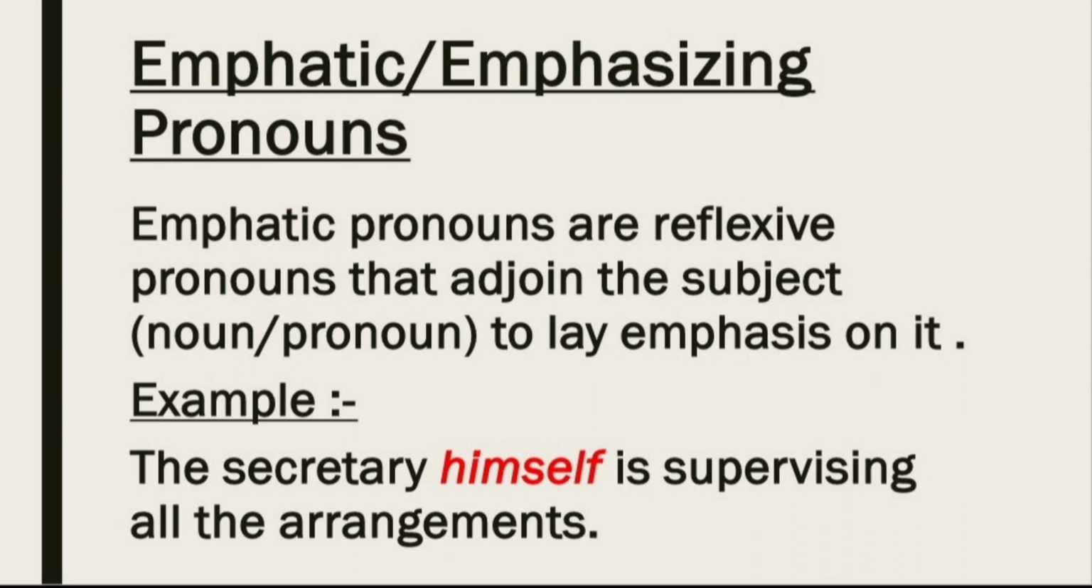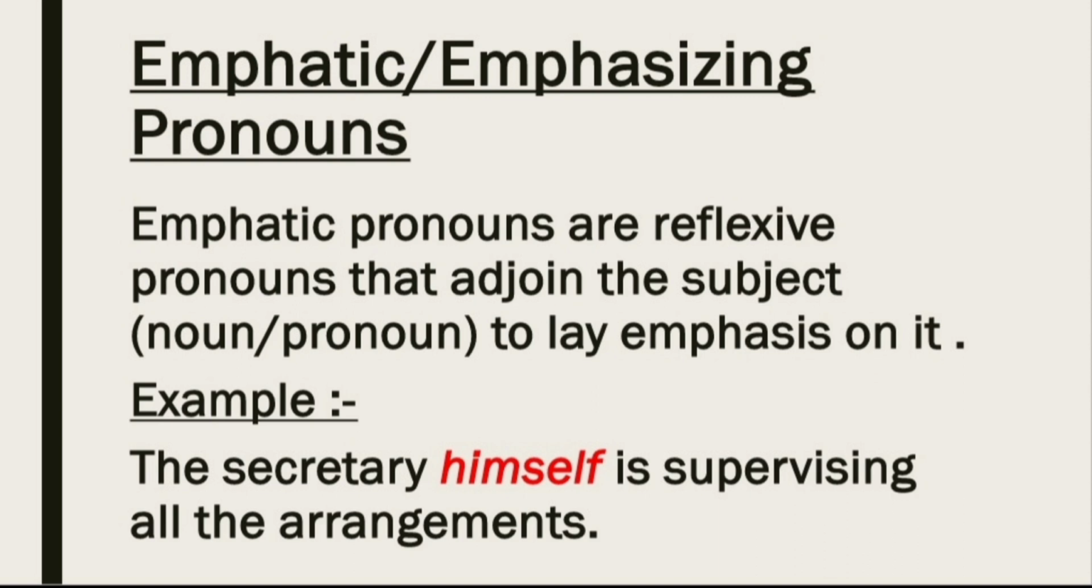Now, what is the difference between reflexive pronouns and emphatic pronouns? Reflexive pronouns are objective pronouns. They come at the position of object in the sentences, but emphatic pronouns come right after the antecedents. Coming right after the antecedent, what does that mean? It means that they just come right after the noun or the pronoun, and the main task is that they lay emphasis on the antecedent that they are describing. They lay emphasis on the nouns or the pronouns that they are describing in a particular sentence.